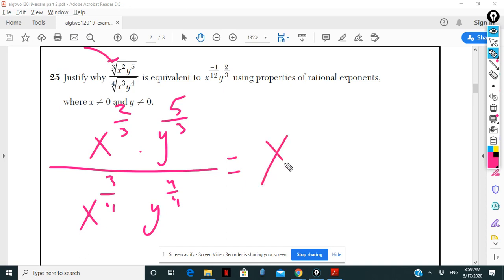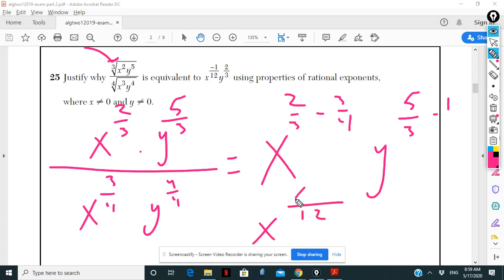Now I'm going to subtract: 2 over 3 minus 3 over 4, and y to the power 5 over 3 minus 1. The common denominator here is 12, so that's 8 and that's 9. And the common denominator here is 3, 5 minus 3. So at the end I'm ending up with x to the power negative 1 over 12, y to the power 2 over 3.